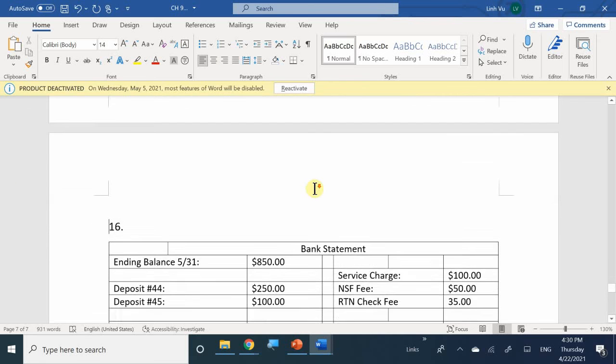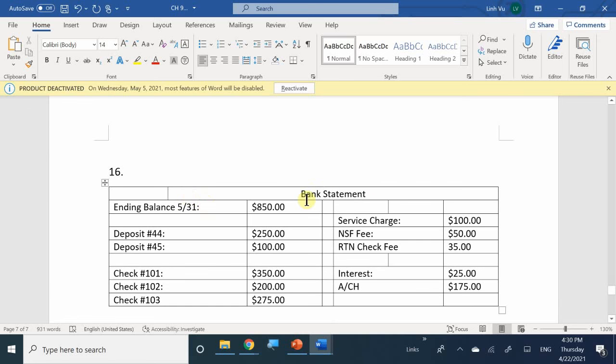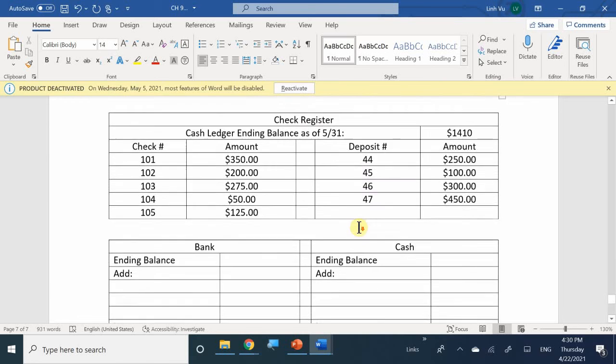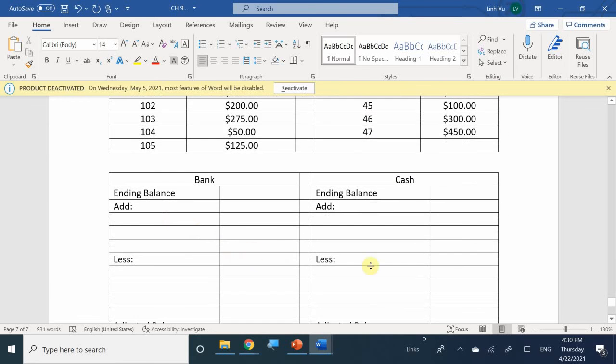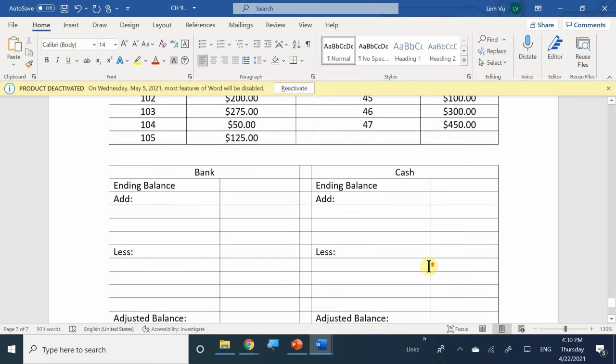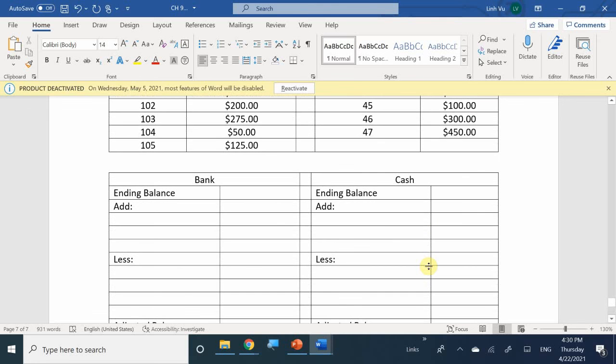So here, it's going to look like this. It's going to have your bank statement table. It's going to have your cash or checking ledger table. And again, you're also going to have your table for you to input your data on. Okay, so let's take a look at which side you want to solve for first. Do you want to do the bank or do you want to do the cash?